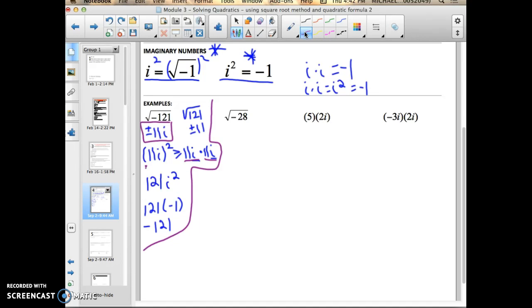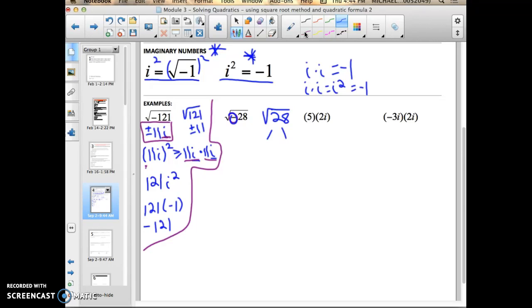Square root of negative 28. Now again, the first thing you would do when taking square roots is check to see if the positive version is a perfect square. If it is, then you can break it down just like I did in the first example. But the square root of 28 is not a perfect square. So that means I have to do my factor tree and simplify the radical.